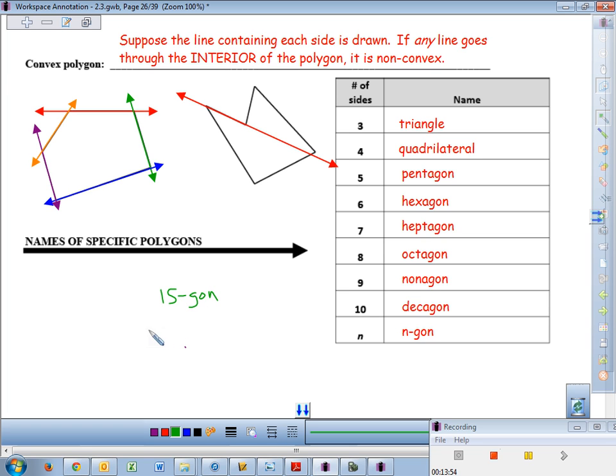What would you call a 30-sided polygon? 30-gon. What would you call a 3-sided polygon? Triangle. Don't get pulled into this 3-gon stuff. 5-sided polygon, 5-gon. You've got a special name for these guys right here, correct? And the rest do not have special names, so we call them n-gons.